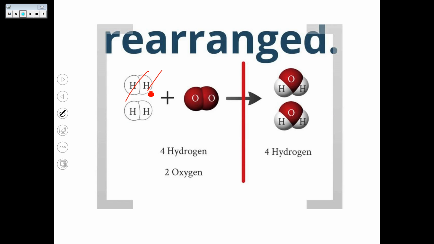Notice that you have 1, 2, 3, 4 hydrogens here, and on the product side, you also have 4 hydrogens. You have 2 oxygens here, you have 2 oxygens here. So the atoms rearrange themselves and stay balanced. So you have a certain ratio of hydrogen molecules to oxygen molecules that will go into making your new products.